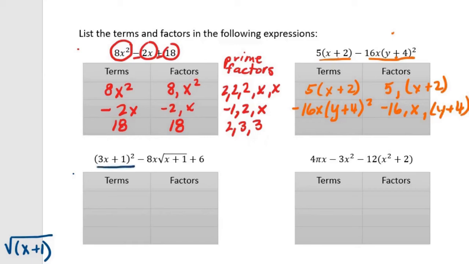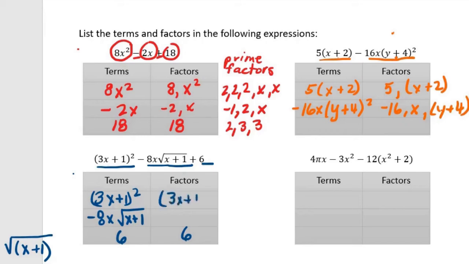So we've got 3x plus 1, then we hit a minus sign, then 8 times x times the square root of x plus 1, and then 6. So we have three terms. 3x plus 1 squared, negative 8x, x plus 1, and finally positive 6. 6 is the easy one for factors, and really none of them are too challenging here.